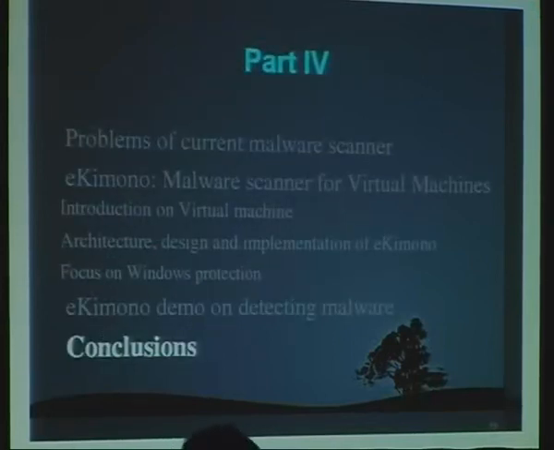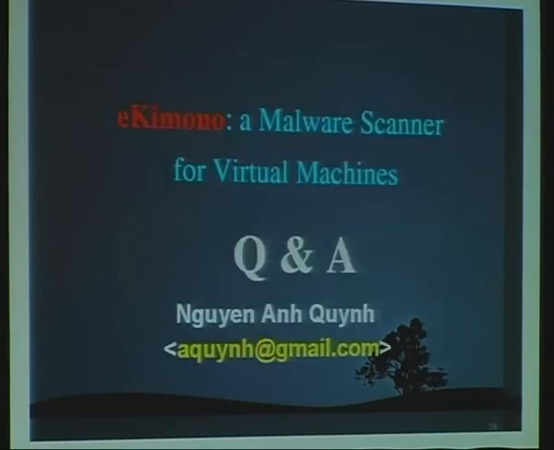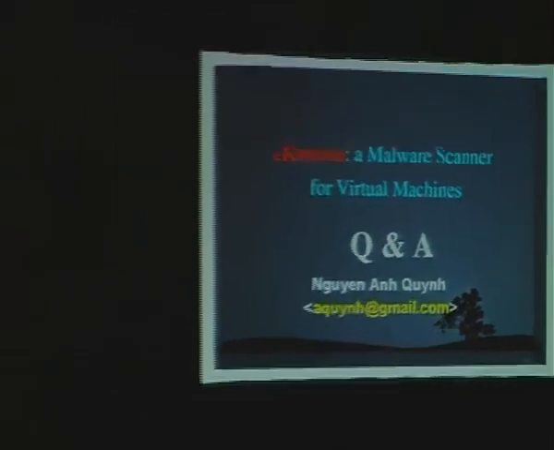Okay, I don't have much time, so here comes the conclusion. By running the malware scanner outside the protected virtual machine, we have some advantages. Zero cost on deployment. The rootkit cannot attack our scanner from inside, and our scanner can be invisible to the malware inside the virtual machine. And from outside, you can mitigate the damage of the malware. For example, you can write into the memory of the virtual machine to disable the malware from outside. Okay. Only 1 minute left. Any question?